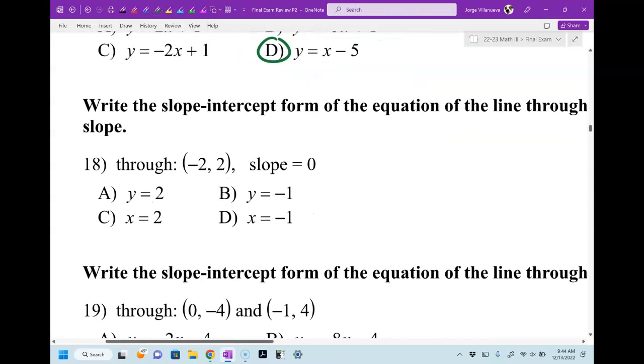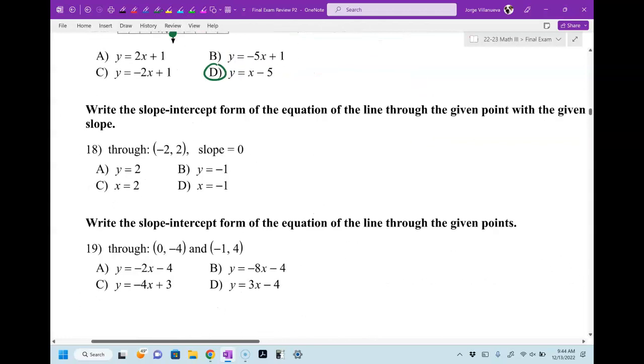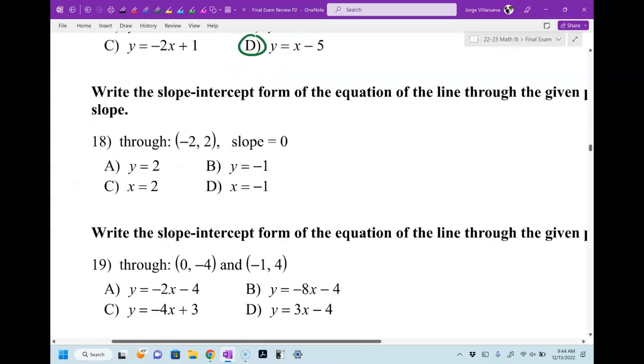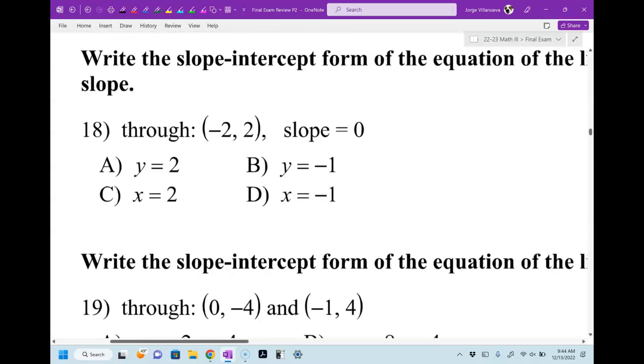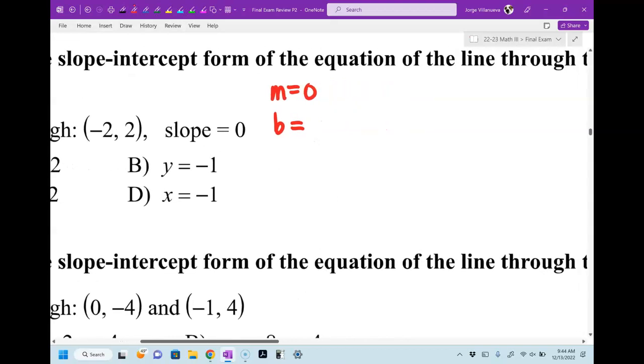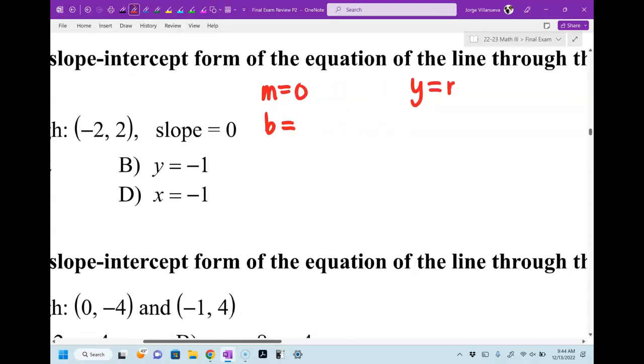So here's another one. It says, write the slope-intercept form of the equation of the line through the given point with the given slope. So they give us a slope and they give us a point, but they didn't give me the y-intercept. They did give me the m value, right? M is 0. I know that. But I don't know what b is. Okay? And that's basically what I need. I got to figure out the b value, because I need this equation, y equals mx plus b.